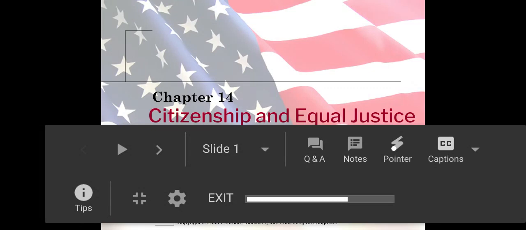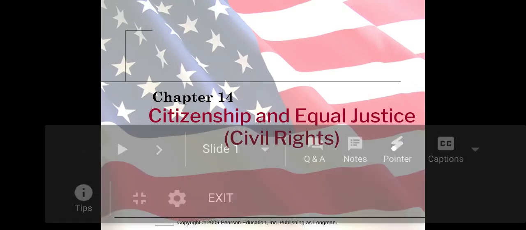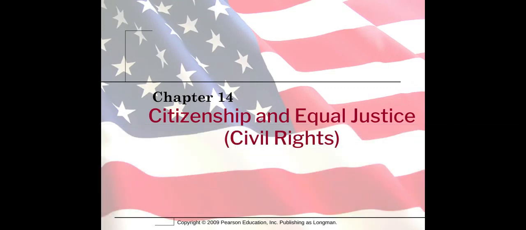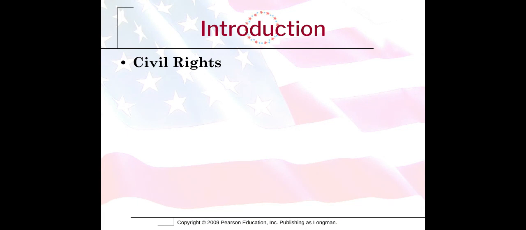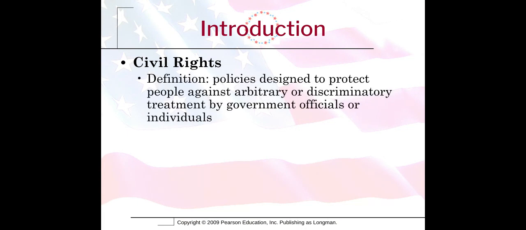We're going to be talking about the different types of civil rights that have been provided for Americans throughout American history. So it's a little bit of a history lesson today. Civil rights are basically, this is a fancy way of saying it, policies designed to protect people against arbitrary or discriminatory treatment by government officials or individuals.